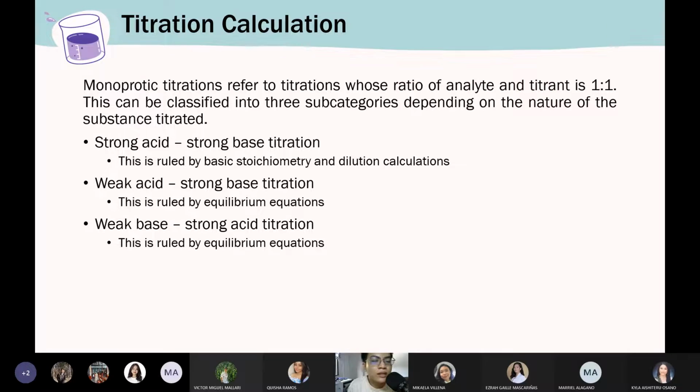Just for simplicity, kapag sinabi nating weak, they usually have Ka or Kb. Okay? So, given yung Ka nila o kaya yung Kb. Kapag strong, edi no need na ng Ka pati Kb. Okay? So, tandaan natin that when we are doing strong acid, strong base titrations, we can just simply use stoichiometry to get the pH of the solution. Mag-stoic lang tayo. Kapag involved na ang weak acid or weak base, we have to use equilibrium calculations na.